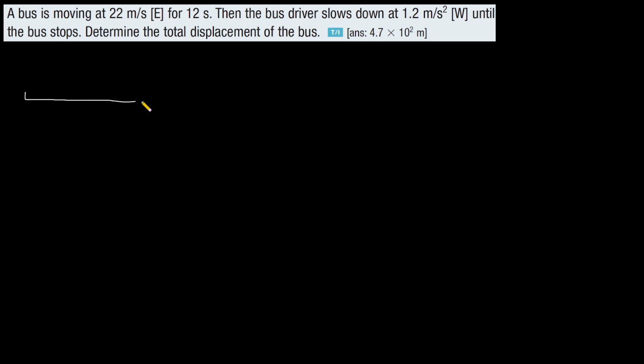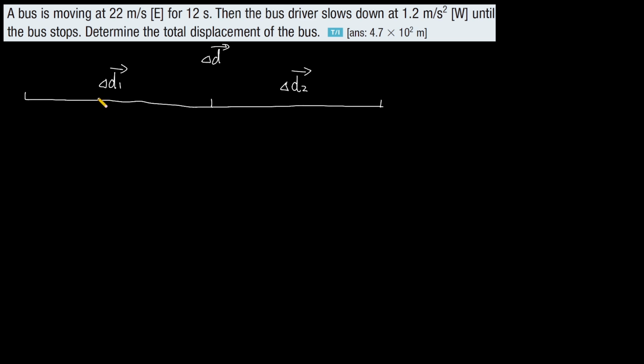This is the total displacement of the bus, and we can divide the displacement into two sections: displacement 1 and displacement 2.